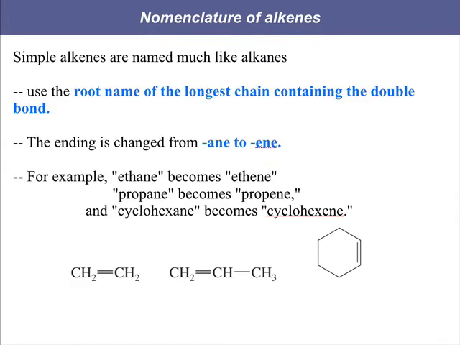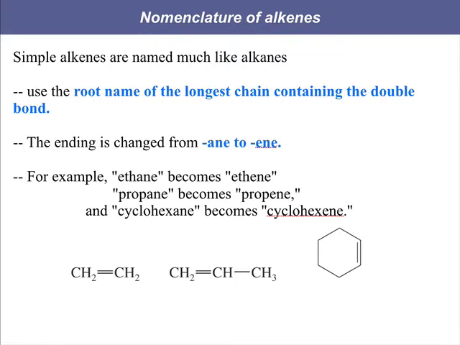Okay, let's talk about nomenclature of alkenes. Talk about how alkenes are named. We spent a good amount of time looking at alkanes, single bonds, and alkenes are really not that much different than alkanes in the way that they are named. Simple alkenes are named much like regular alkanes. We're going to use the root name of the longest chain containing the double bond. That's pretty important. Usually the double bond is treated as being part of the main chain.